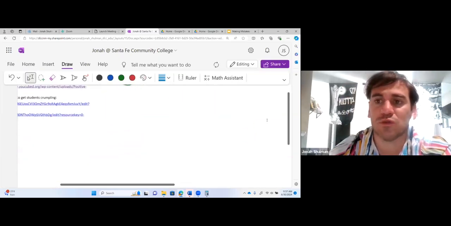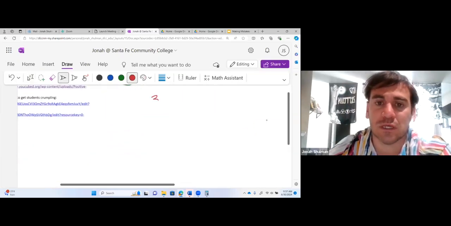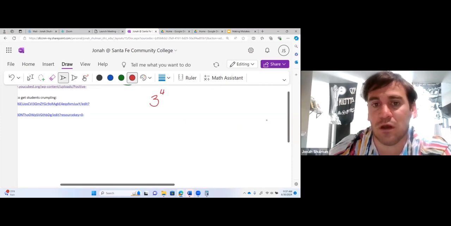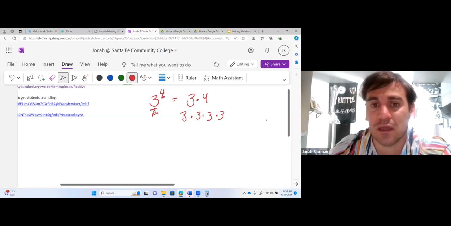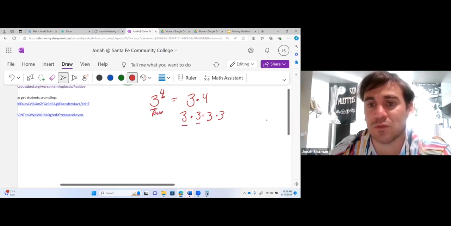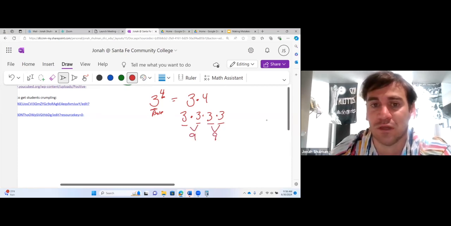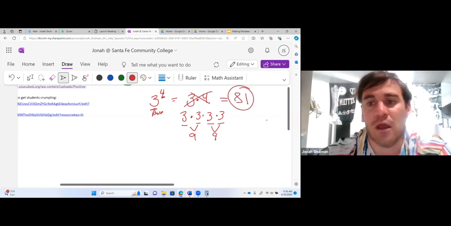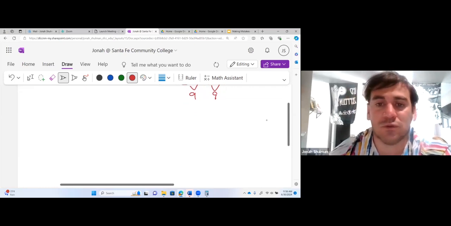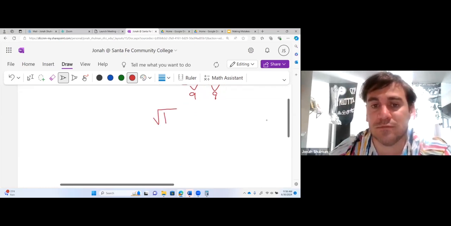Another one we saw was with exponents, like 3 to the 4th power. A common misconception is that students might just do 3 times 4. But we know it should be 3 times 3 times 3 times 3. 3 to the 4th power means this is the base, and my exponent is 4, so I have to multiply these 4 together. 3 times 3 is 9. 3 times 3 is 9. So 3 to the 4th is not 12. It's actually 81.